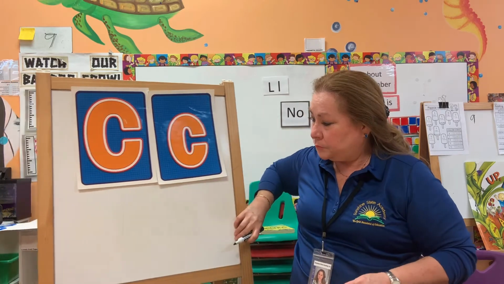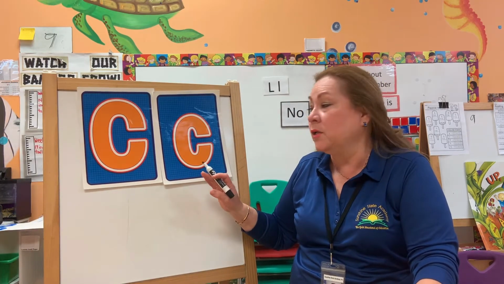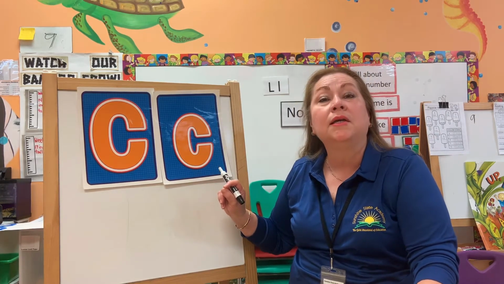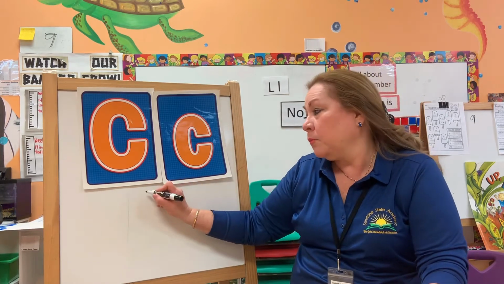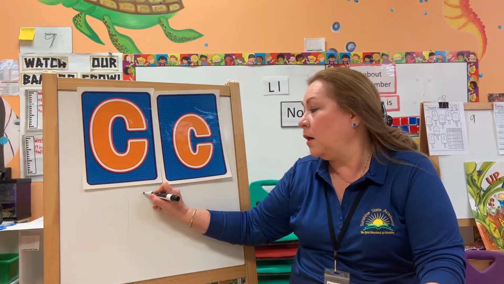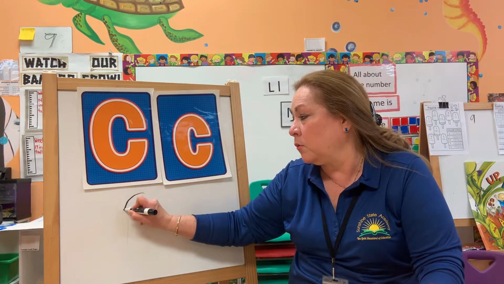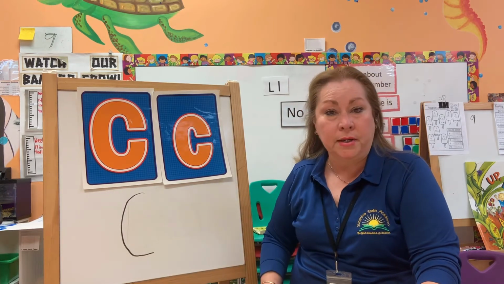So now let's learn how to write our letter C. It's very easy. Do you know what a circle is, right? In this case, we are going to make a semicircle. What is a semicircle? It is half of a circle. We are going to start on the top and make like a circle. We go down, down, down to the bottom, and we stop right here.